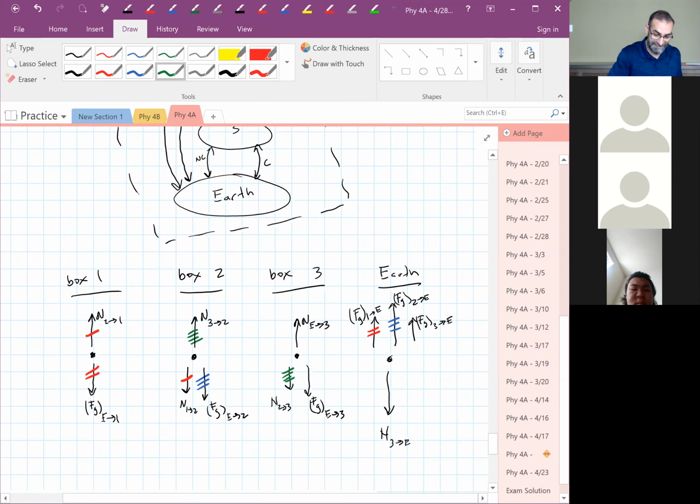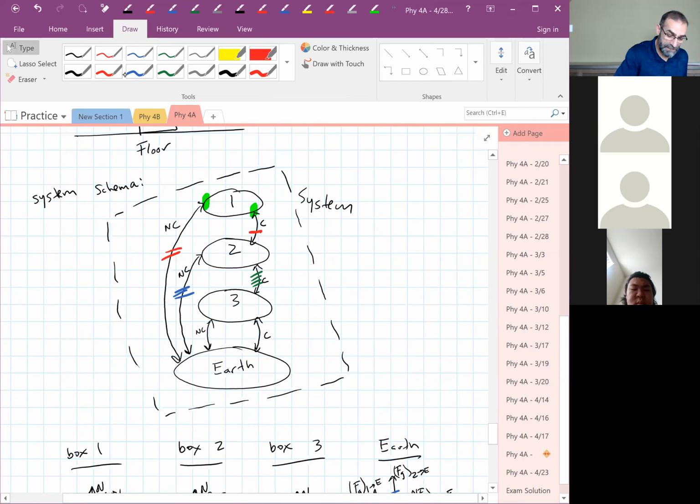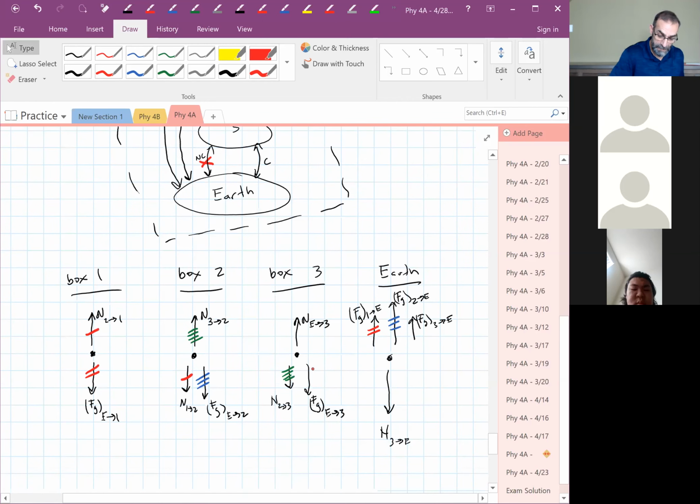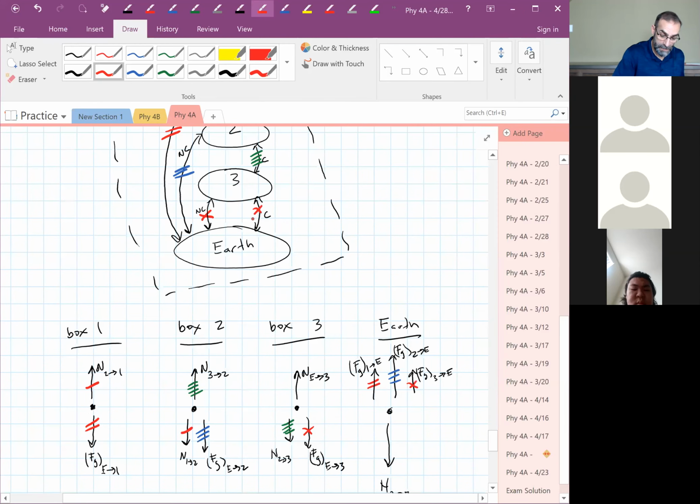What else do we have? I'll use an X now. An X for this one, that's between the Earth and block 3, force of gravity. And then I have one more over here. So you see how this helped me spot all the Newton's pairs. So if you look at the system schema in relation to your free body diagrams, it really helps make sure you have all the forces right, and it helps you spot Newton's third law pairs.